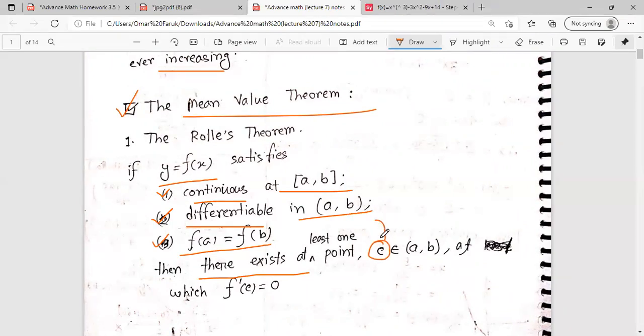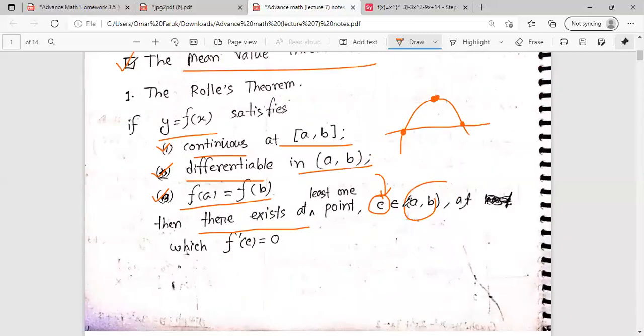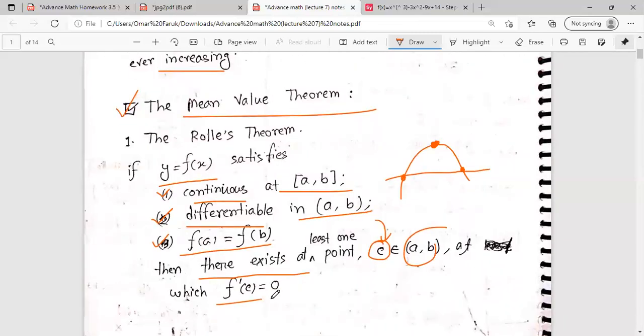So c is a point, and this point is in a comma b, like I already told you. So this is a and this is b. There will be a point c here, and the tangent slope at this point will be 0. It means the derivative f prime of c is equal to 0.